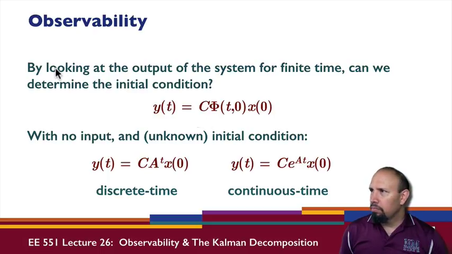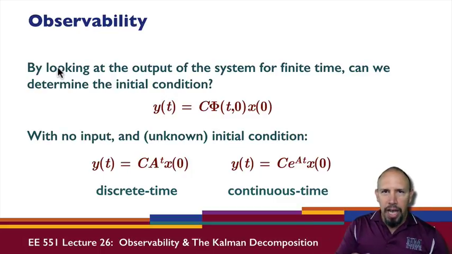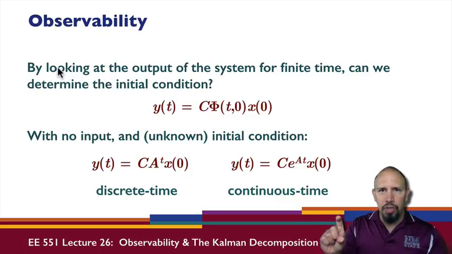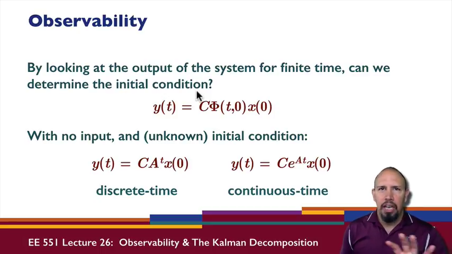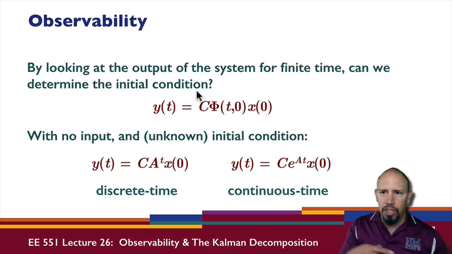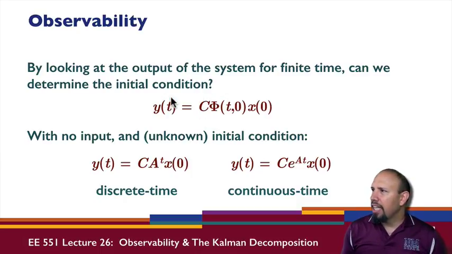The question of controllability was, can we, by applying control, drive the system from one state to another state? The question of observability is, by looking at the output of the system for a finite amount of time, can we determine what the initial condition must have been? So suppose we don't know what the initial condition is. Can we, by looking at the output, knowing, for example, what control signal is being applied, find the initial condition? So in this case, y of t is going to be given by this.